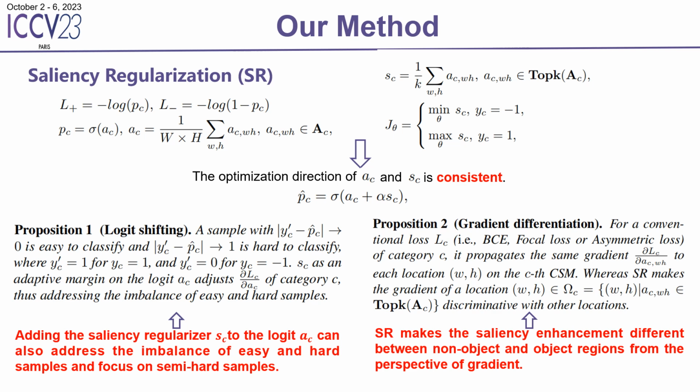We also raise two propositions. Adding the saliency regularizer S_c to the logit A_c can also address the imbalance of easy and hard samples and focus on semi-hard samples. SR makes the saliency enhancement different between non-object and object regions from the perspective of gradient.